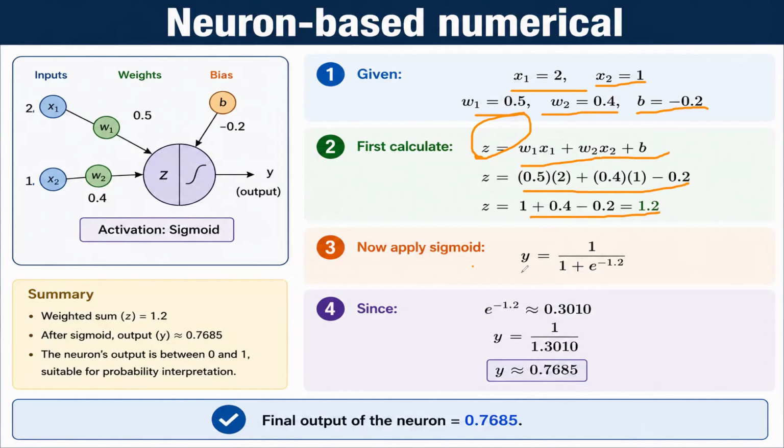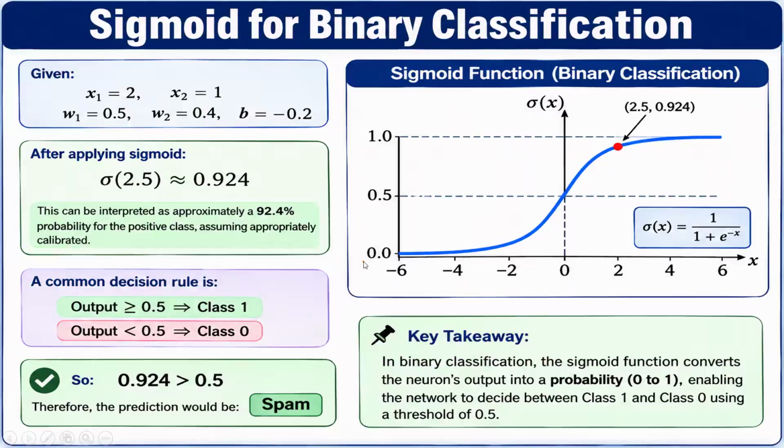Now next you have to calculate the value of y. The formula is 1 upon 1 plus e raised to minus z. If you calculate e raised to minus 1.2, it is 0.3010. So you have to combine it with 1. So y is equal to 1 upon 1 plus 0.3010. So the value of y is 0.7685. This is how the numerical based on a neuron is solved.